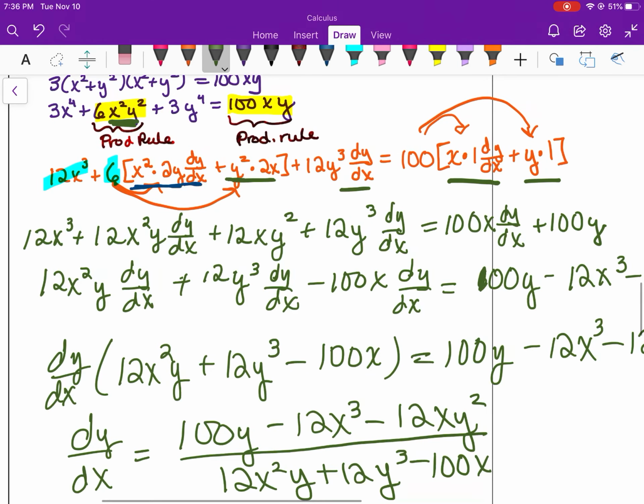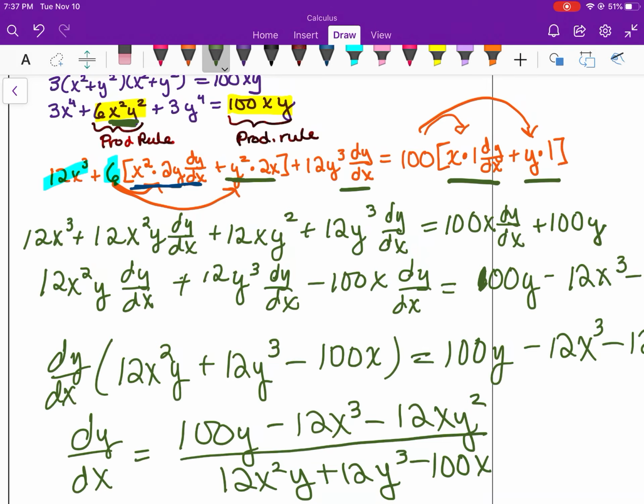From here, it's just a bunch of simplification steps. So I multiplied my 6 all the way through and basically just cleaned everything up. On the right, I multiplied by 100. Then I did a lot of sorting.